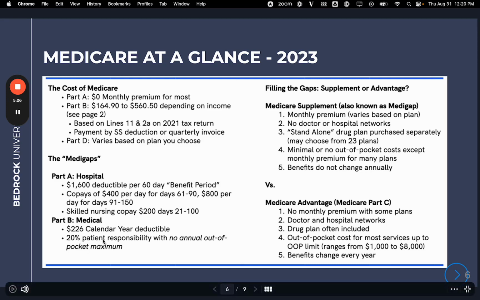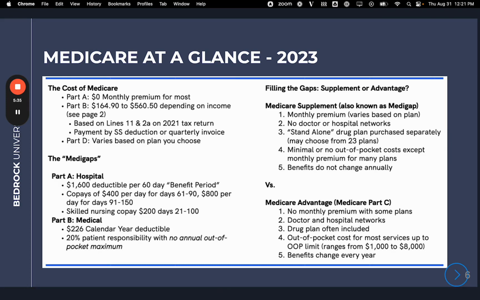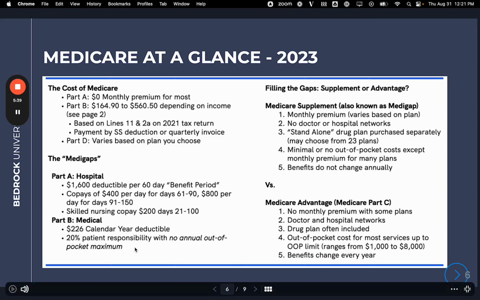There is no max out of pocket for this amount. So if they have a particularly expensive year, let's say they have $100,000 in medical care, they could be paying up to $20,000 out of pocket after the deductible in order to cover their portion.